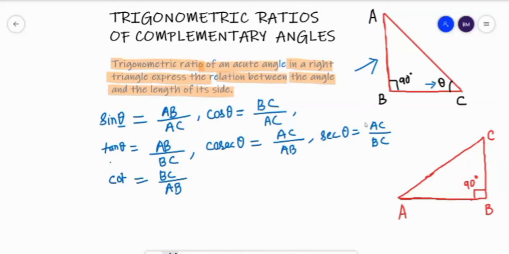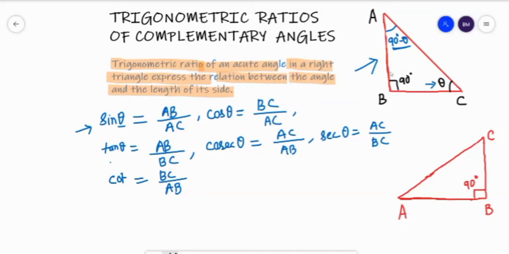Now we know that in a right angle triangle, the remaining two acute angles are complementary to each other, because from the angle sum property the total is 180 degrees. If this is theta, then the other will be 90 degree minus theta. Now we will find the relation between these ratios if we take the acute angle as 90 degree minus theta, the complementary angle of theta. What will be the relation between sin theta and sin of 90 degree minus theta?